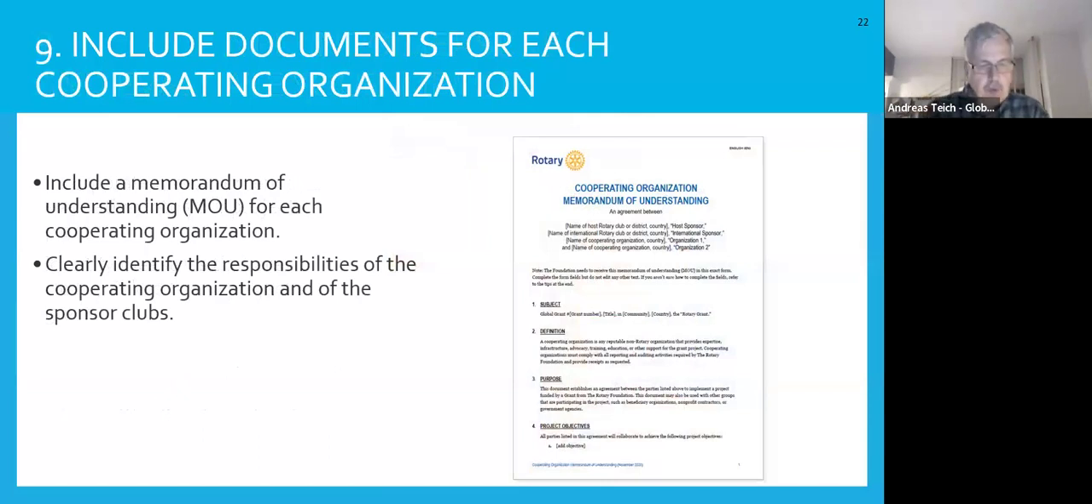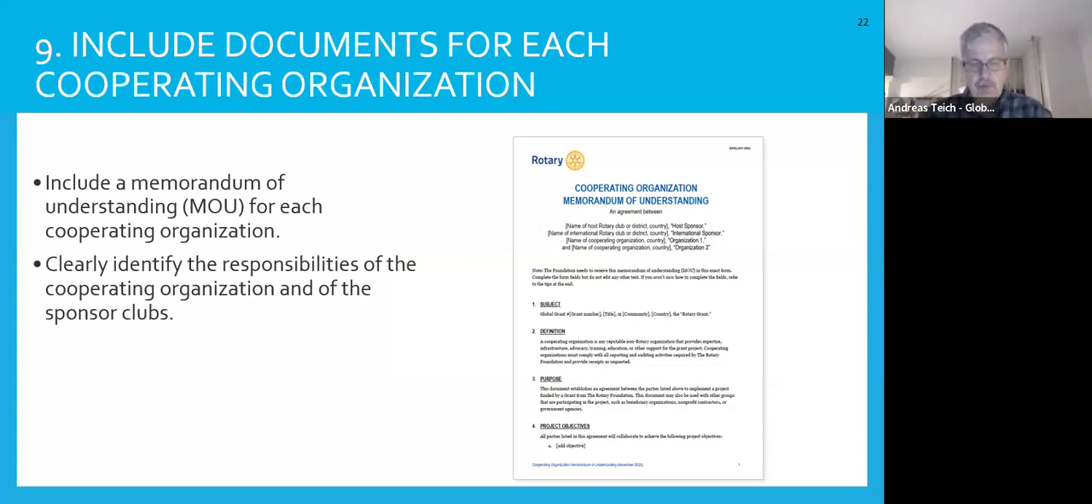So if you have cooperating organizations, that is Rotary, non-Rotary organizations are involved with it, you need to have documents from them too. A memorandum of understanding and things of that nature. A cooperating organization is any reputable non-Rotary organization or academic institution that provides expertise, infrastructure, advocacy, training, education, or other support for the project. For example, one of the grants that I shared with our club yesterday was a malaria grant in Zambia. It's a $6 million one, so it's pretty sizable, but they're working with an organization called Malaria Free Zambia. And apparently Malaria Free Zambia has a good reputation, so we're happy to work with them.